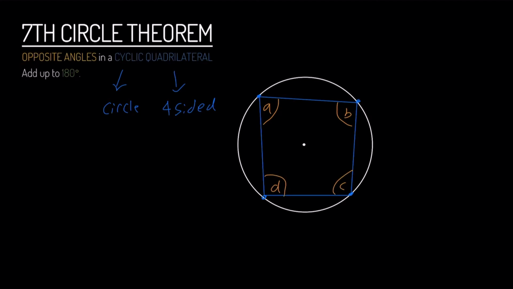And the theorem is dealing with opposite angles. So the opposite angle to A is C, and the opposite angle to D is B. And we're told if we add them together, we should get 180 degrees. So if I take A and add it to C, I should get 180 degrees. And in the same way, if I take B and add D, I'll also get 180 degrees. And that's all I have to say about this theorem, so let's move on.